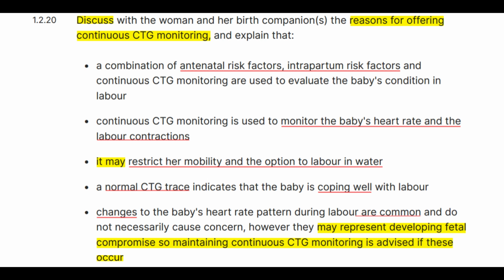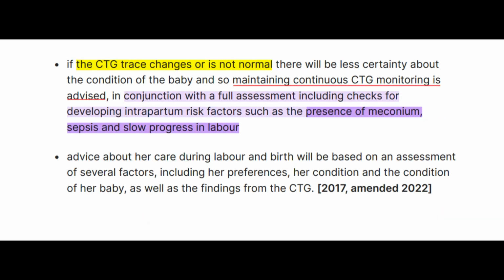A normal CTG trace indicates that the baby is coping well with labor. Changes to the baby's heart rate pattern during labor are common and do not necessarily cause concern. However, they may represent developing fetal compromise, so maintaining continuous CTG monitoring is advised if these occur. If the CTG trace changes or is not normal, there will be less certainty about the condition of the baby, and so maintaining continuous CTG monitoring is advised, in conjunction with a full assessment including checks for developing intrapartum risk factors, such as the presence of meconium, sepsis, and slow progress in labor. Our advice about her care during labor and birth will be based on an assessment of several factors, including her preferences, her condition, and the condition of her baby, as well as the findings from the CTG.